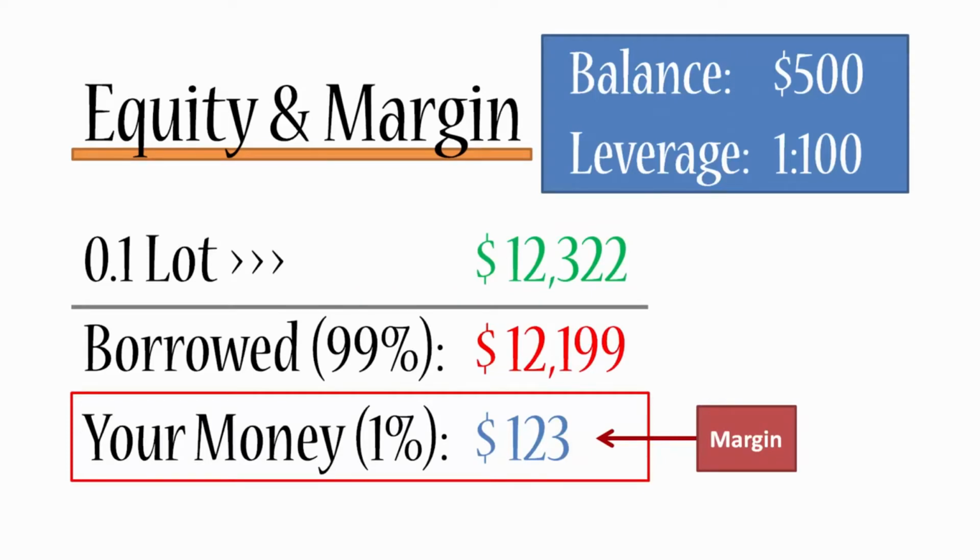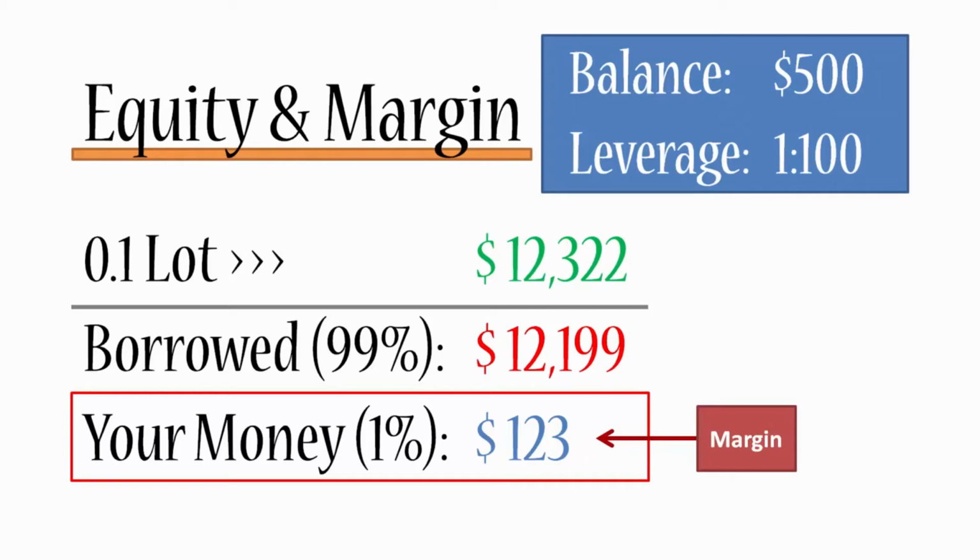0.1 lots. Now, to create this transaction, we required $12,322. And because that was quite a substantial amount, we explored the concept of leverage. And in fact, we found that with a leverage of 1 to 100, we could borrow 99% of the required amount from the broker, and we would only be required to put in 1% or $123.